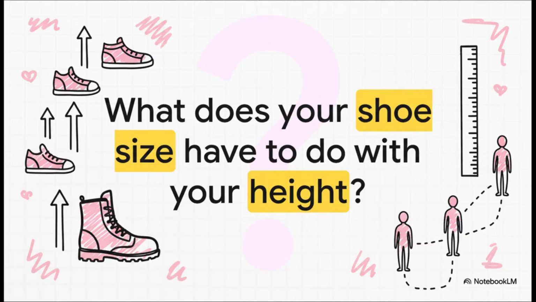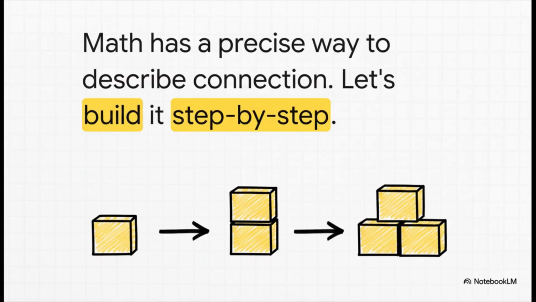I mean, think about it for a second. Generally speaking, as a person gets taller, their shoe size goes up too, right? It's a perfect real-world example of a relationship between two different things. Now, it's not a perfect one-to-one rule for everybody, of course, but you can't deny there's a connection there. And that's exactly what we're going to do. We're going to treat this like a construction project. We'll start with the absolute foundation and add each new piece one by one until we've built a solid structure for understanding these mathematical connections, or as we're about to call them, relations.